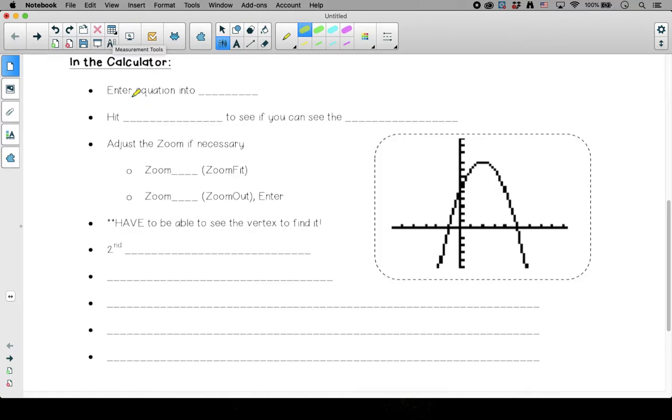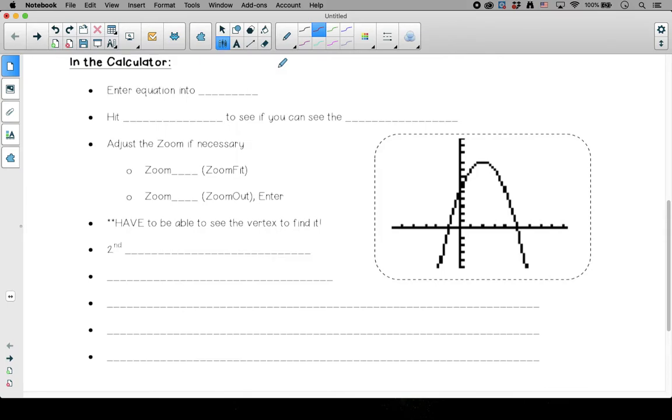This video is on vertex, finding a maximum or minimum. In a previous video, I explained how to find the vertex by hand using x equals negative b divided by 2a. In this video, I'm going to explain how to find the vertex using the calculator.